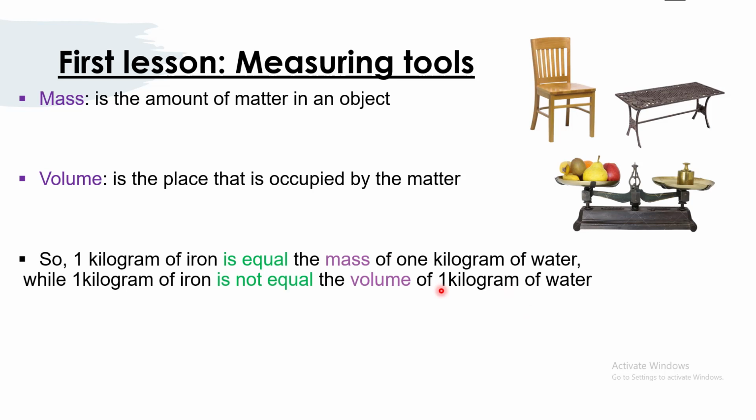So the volume will be changed, but what will be equal is the mass. The mass of 1 kilogram of iron will be equal to the mass of 1 kilogram of water, but they are different in the volume. So this is a very important note to take care of.